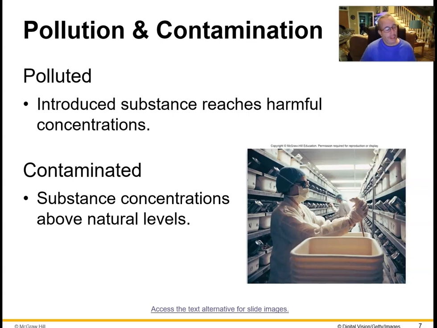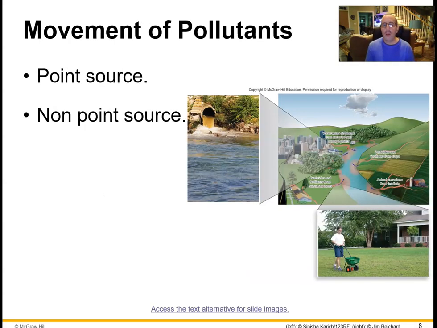Now, polluted is a step up from that. Polluted means it's at a level that can be dangerous or harmful to humans or the environment. So once it gets to polluted stage, then it gets a little bit more serious. Contaminated means we probably should be working on it to get it remediated, but it's not quite dangerous yet. Polluted is the next step up.